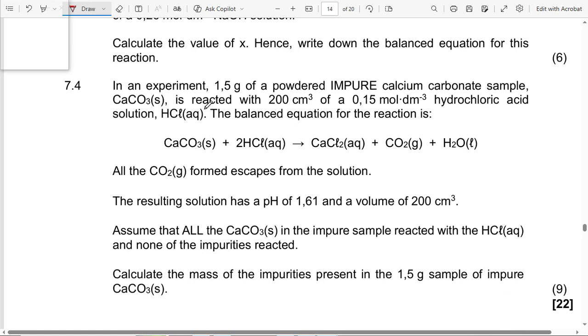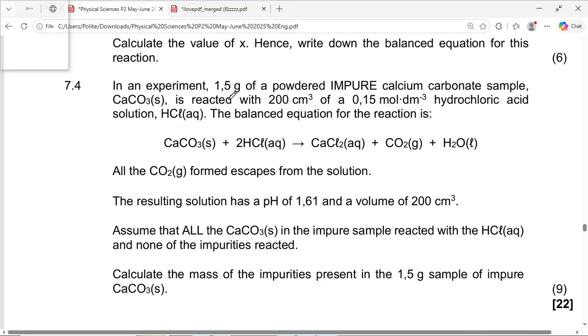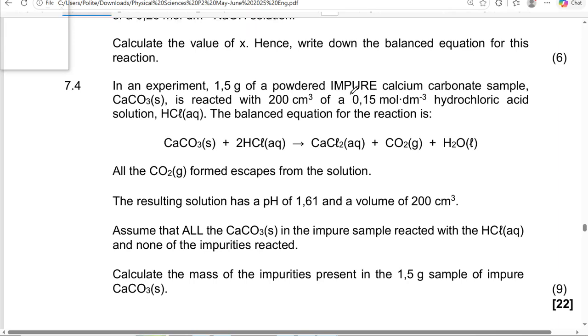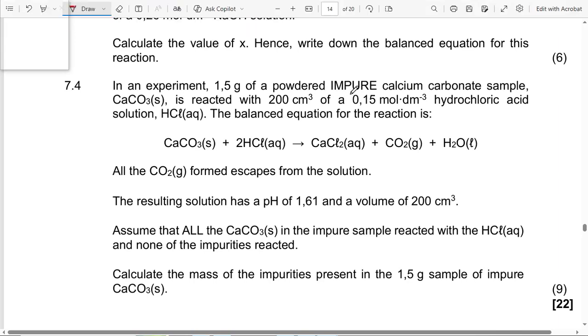Okay, so you know what I need you to do? I need you to open this question paper in a different device. When I work out this question, you can also be looking at the question. In an experiment, 1.5 gram of a powdered impure calcium carbonate sample is reacted with 200 centimeter cube of a 0.15 mole per decimeter cube of hydrochloric acid solution. The balanced chemical equation is given, and all the CO2 formed escapes the solution. The resulting solution has the pH of 1.61 and the volume of 200 centimeter cube.